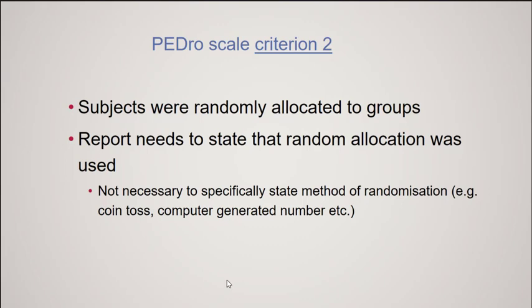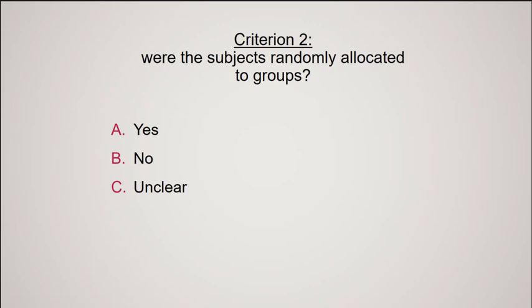Once again, it's not necessary to specifically state the method of randomization. In other words, if they used a coin toss or computer-generated number to randomly allocate these individuals, then that is suitable, but they don't need to state it. So were the subjects randomly allocated to groups in this study? Well, yes, they were, but not in the usual way. So what was different about this randomization procedure? Well, the unit of randomization was called the pod, and there were 14 pods rather than being called participants. The pods included the primary care provider and the patients.